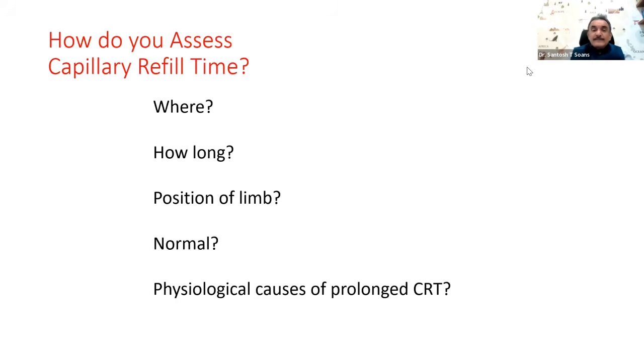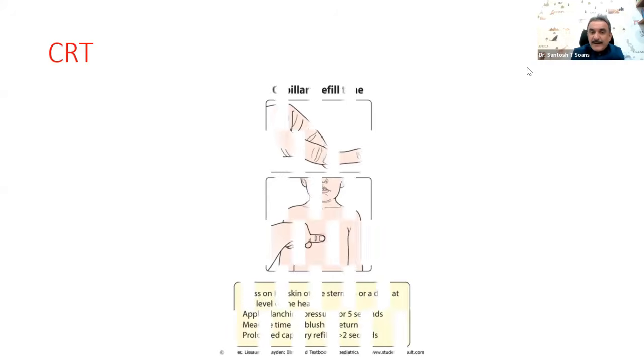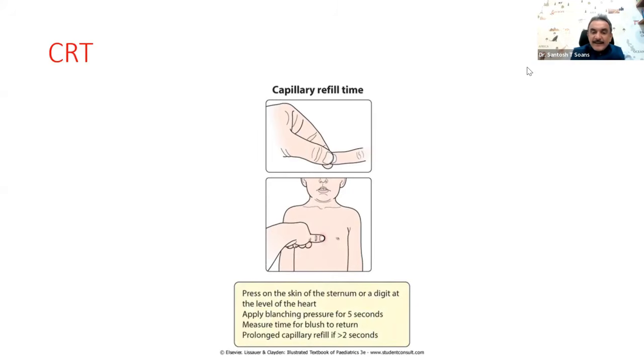Where do you check for the capillary refill time? You check at the skin of the sternum or the digit. You can see the picture. Apply the blanching pressure for 5 seconds. You press it for 5 seconds, then remove.